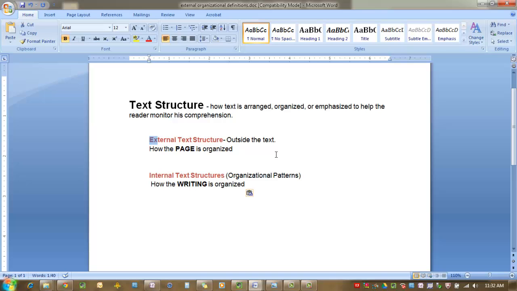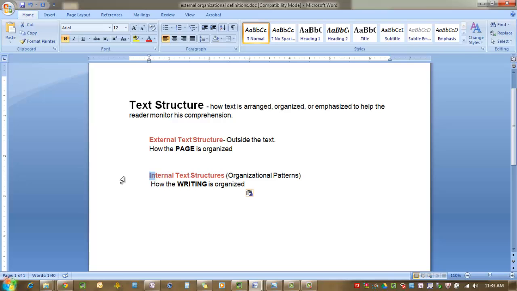External text structures. Internal text structures. Here's another prefix, in, inside the text. How the actual writing is organized. When an author writes, they're going to write in a pattern, in a very logical way, so that your brain, when it's reading, can actually guess what's going to come next. You can recognize the pattern.